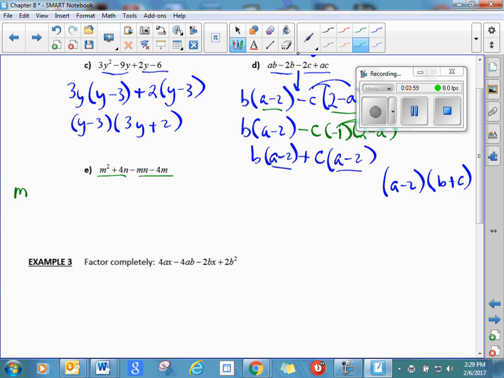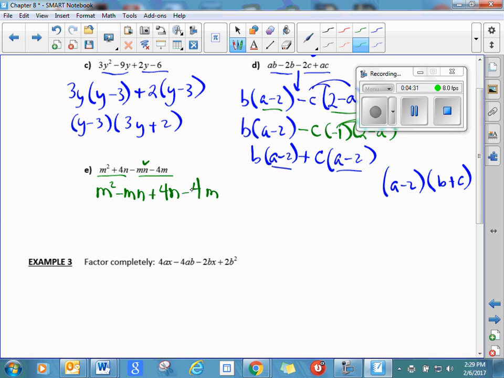Oh, they don't. This is a different example. Oh, yeah. So I'm looking and I'm going, hey, these don't have anything in common. What do? Well, then you try flipping your terms around a little bit. You say, well, what if I got the terms together that did have something in common? So what if I wrote it like this? M squared minus mn. I moved that guy. And then I wrote the plus 4n and the minus 4m that way.